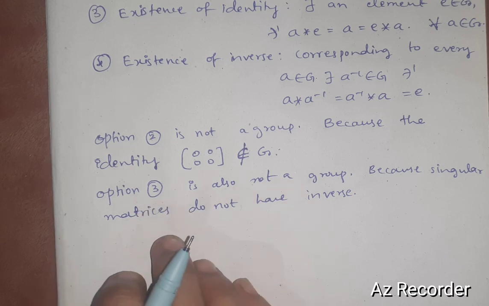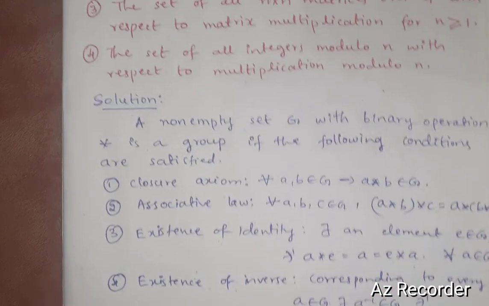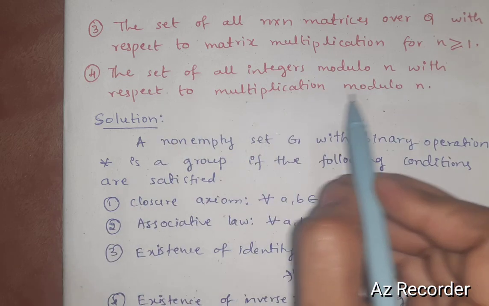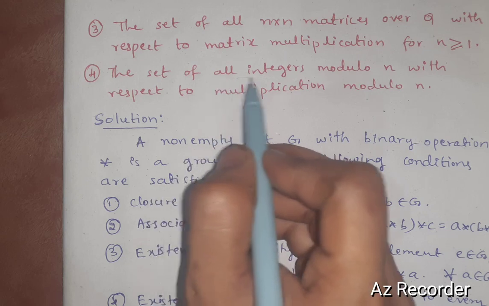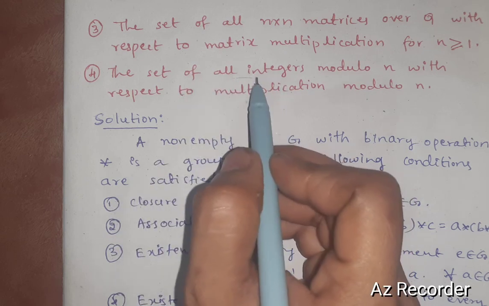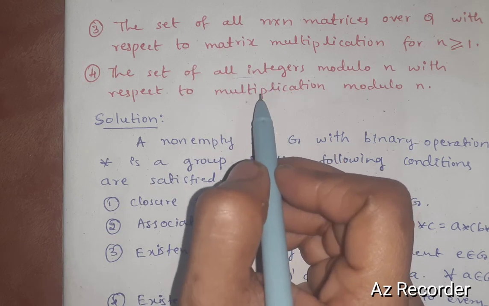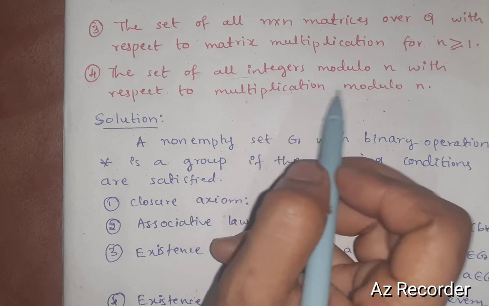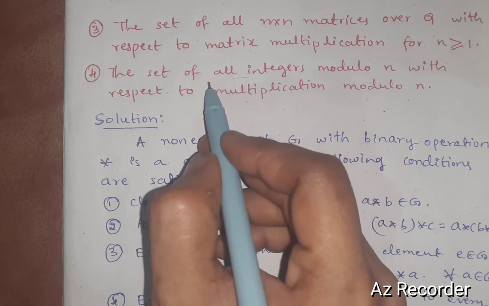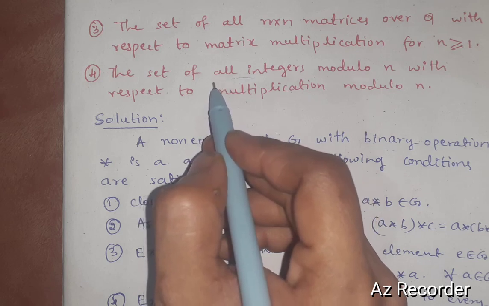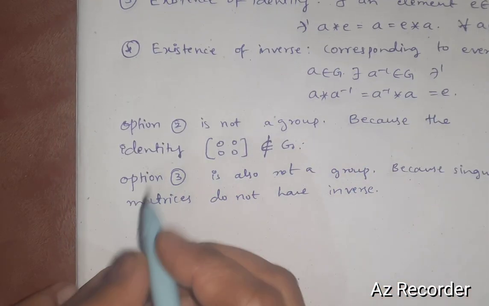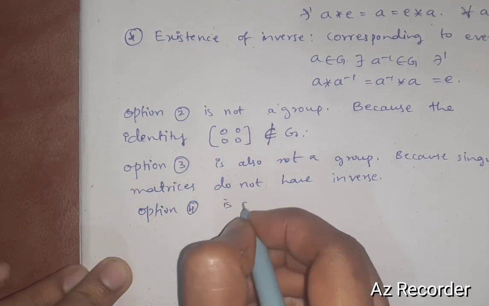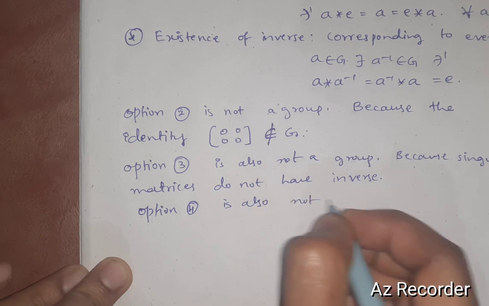So option 2 and option 3 are not groups. Then what about option 4? The set of all integers modulo n with respect to multiplication modulo n. They have given the set of all integers, so it includes 0 also. 0 does not have an inverse with respect to multiplication modulo n. So the given set is not a group. Option 4 is also not a group.